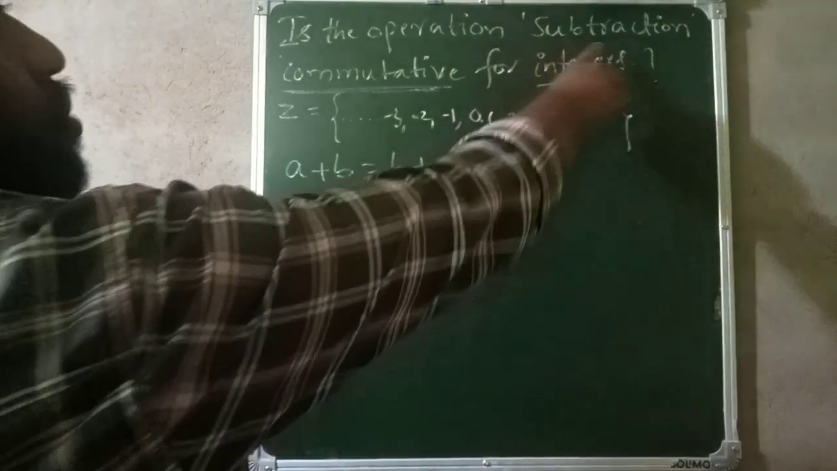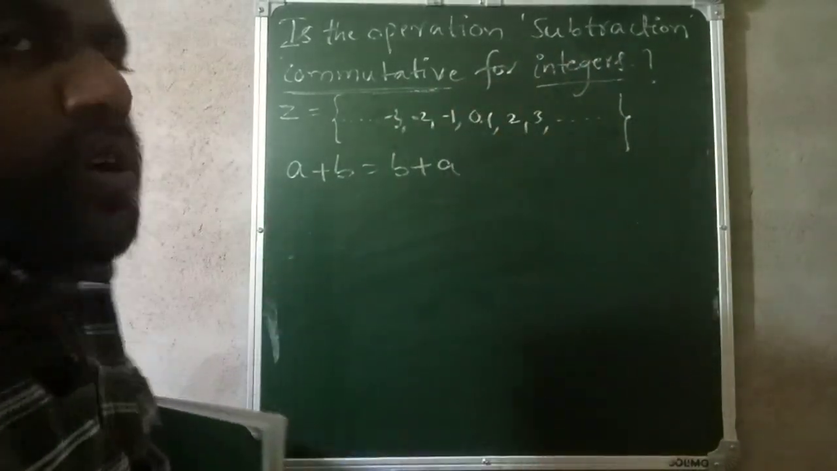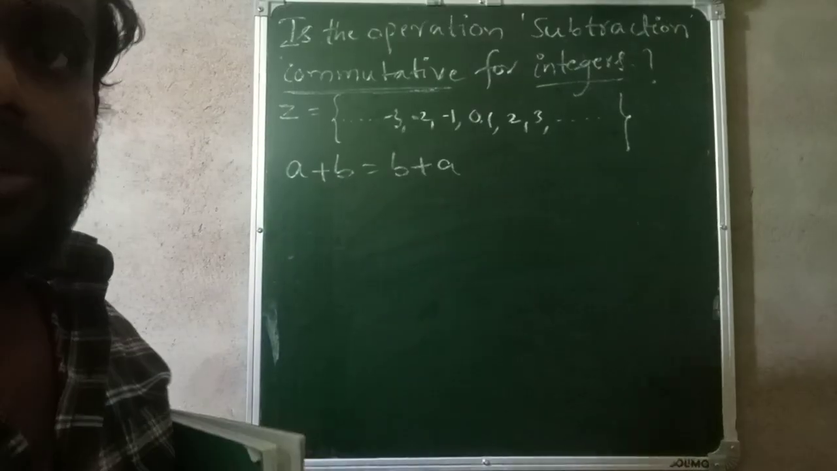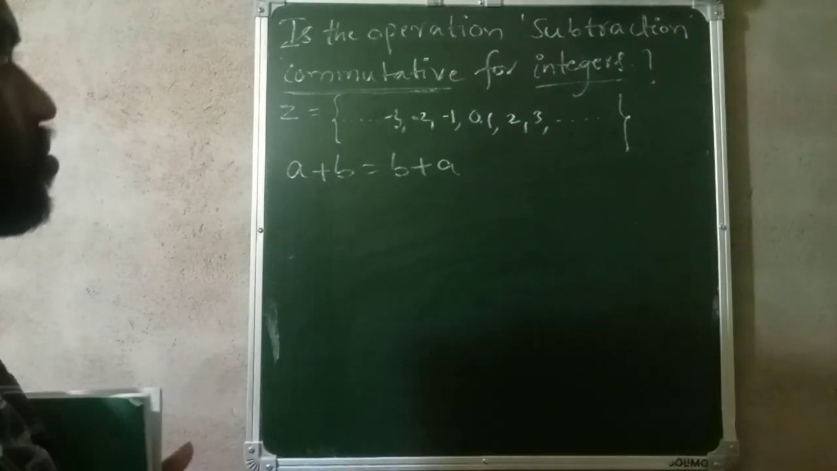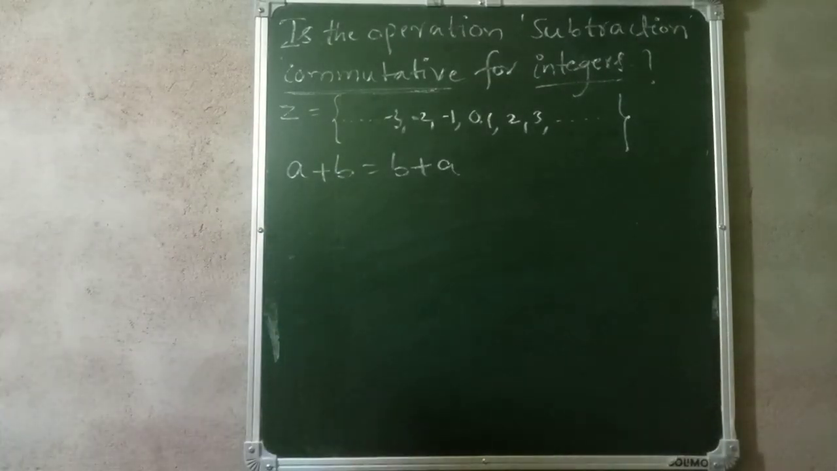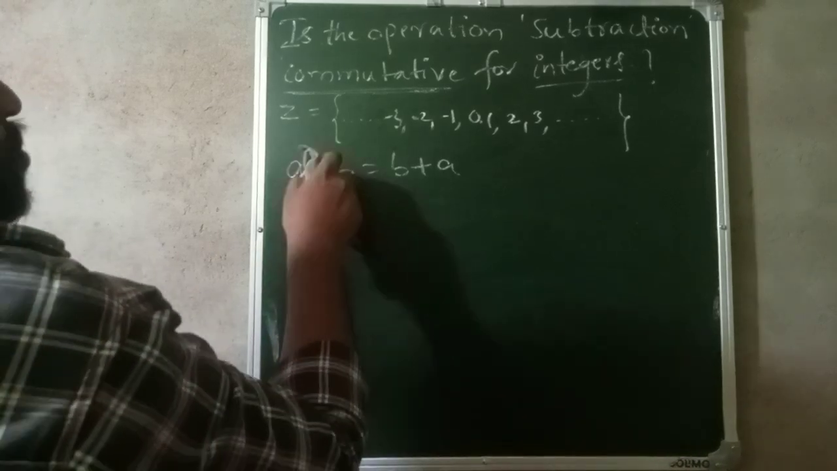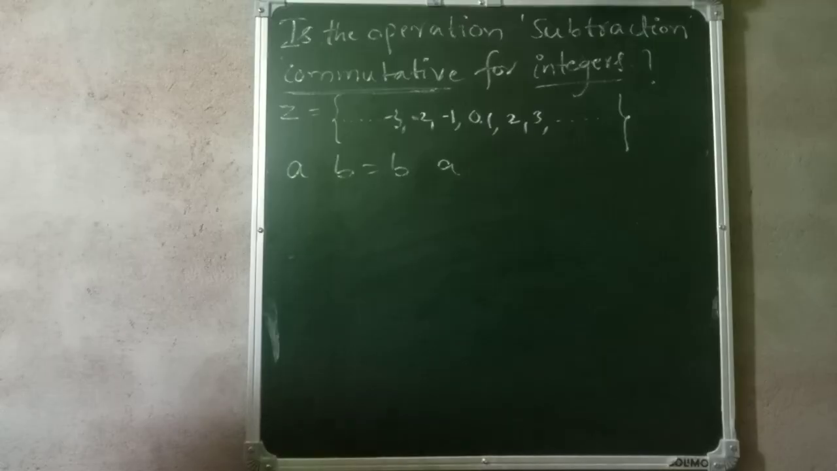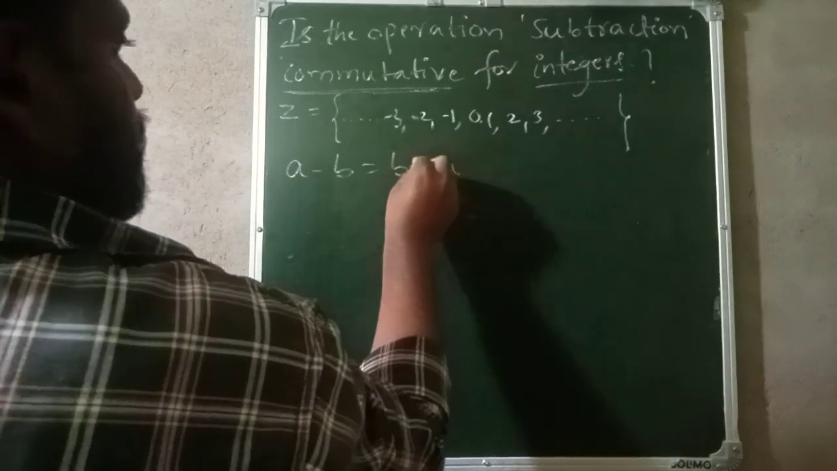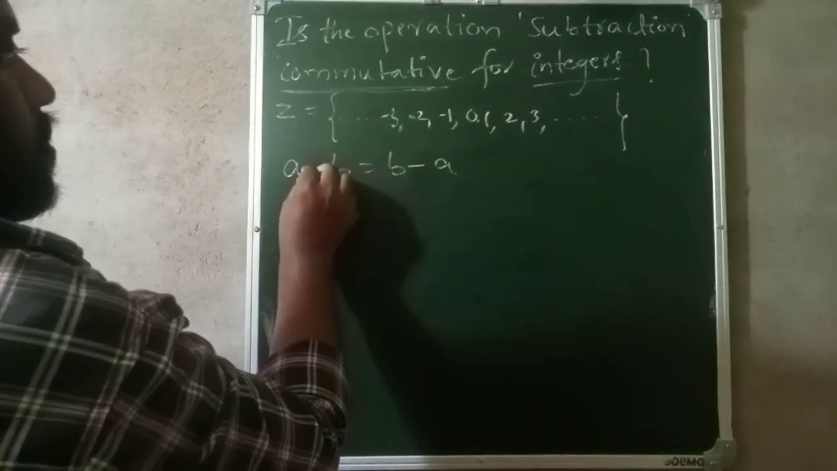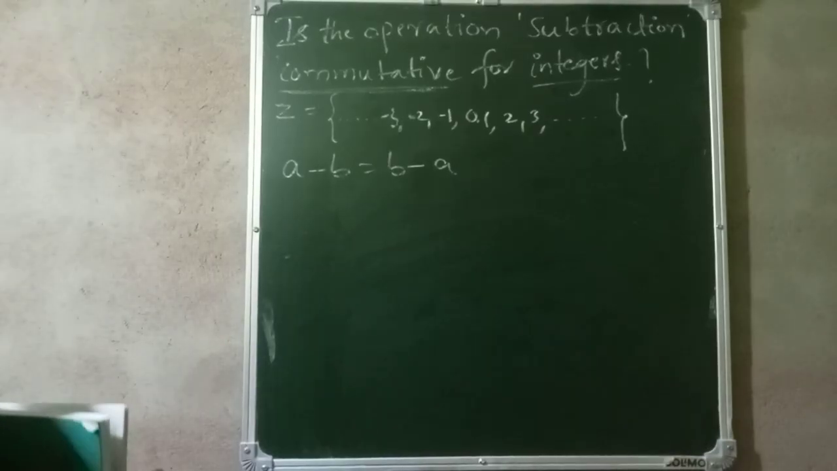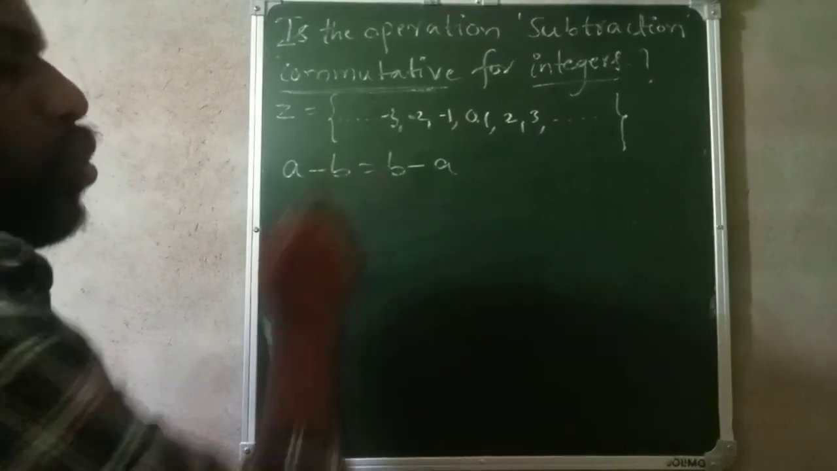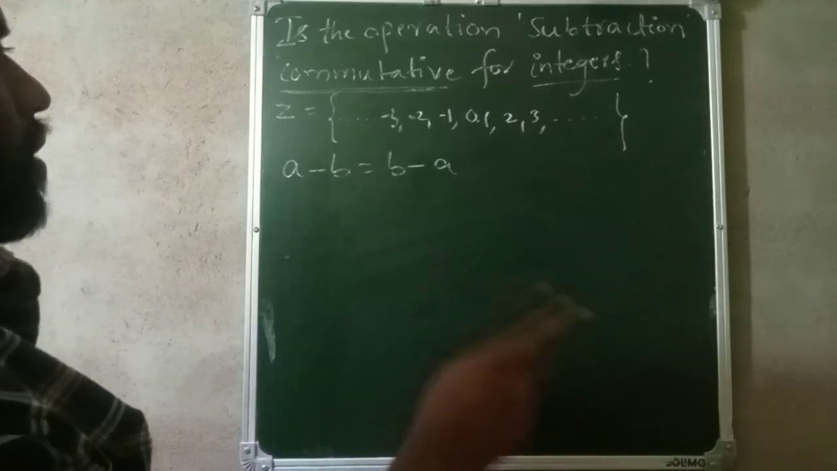But we have to check whether subtraction is commutative or not. Subtraction means instead of plus we have to put minus. Okay, so I will just change plus to minus. So this is the rule that we have to check.